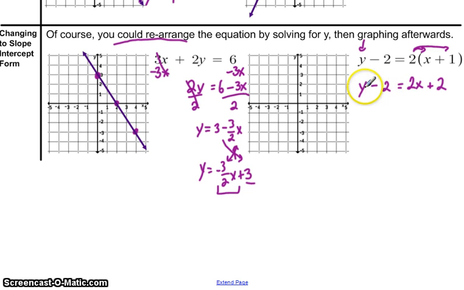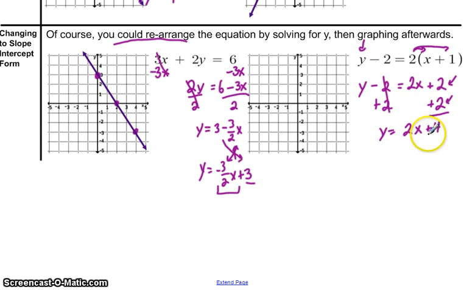Now we need to isolate y. So I'm left with y minus 2. The inverse operation of subtracting 2 is adding, so I'll add 2 to both sides. Now I'm being careful that I'm adding 2 to this term right here. I can't add 2x and 2. Those are not like terms. But I can add 2 and 2. So I'm left with 2x plus 4. So y equals 2x plus 4.